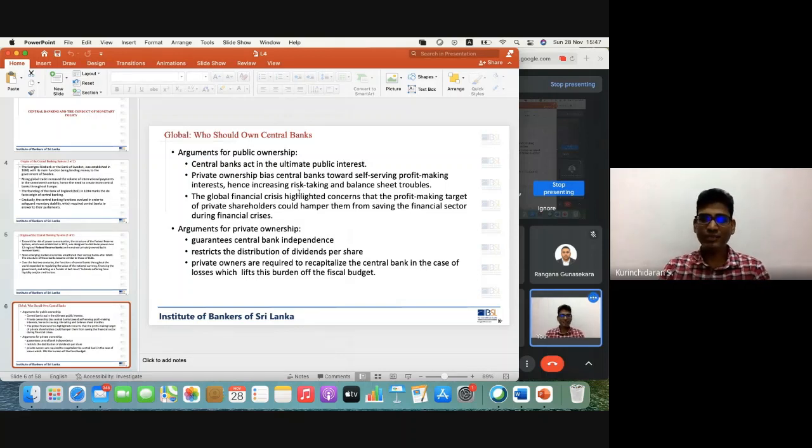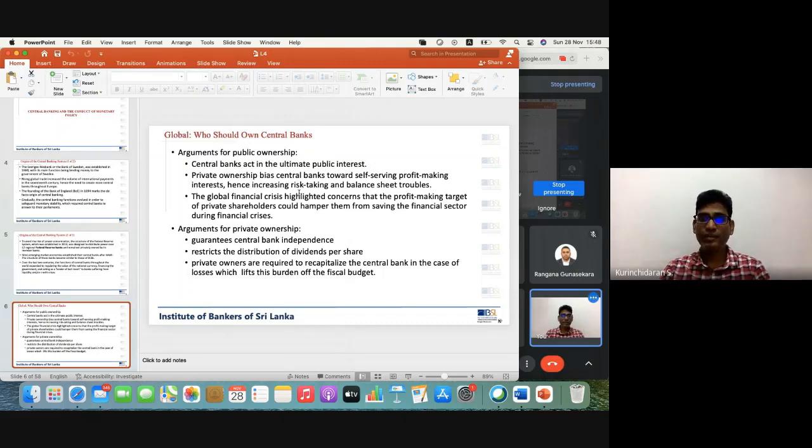But there are so many arguments about who is the owner of the central bank, right? In some countries the government owns the central bank, though here owning does not mean controlling. I'm talking about the establishment. But in some countries, it's a private ownership. Here, the central bank was established by the Monetary Law Act, so it's an independent entity.